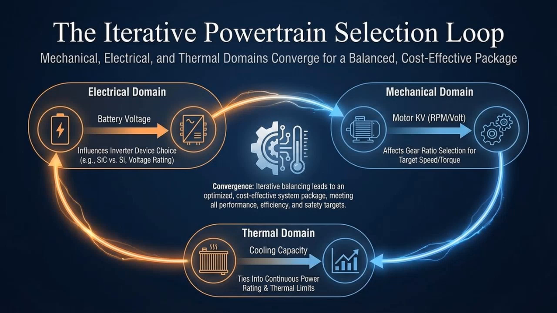Let us highlight how everything in an EV powertrain is connected. Battery voltage affects which inverter devices you can use. The motor's kV rating decides the gear ratio. Cooling limits determine how much continuous power you can deliver. So you can't choose components in isolation. Mechanical, electrical, and thermal factors must be balanced together to create a cost-effective system.